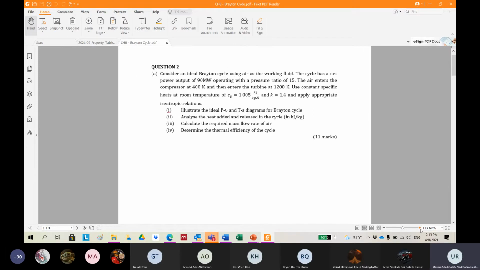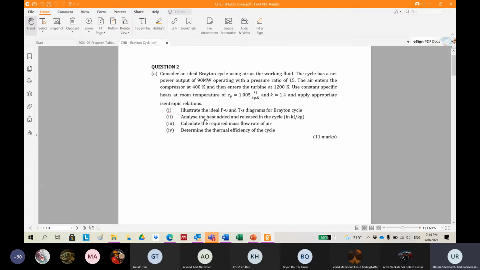So you have been given the ideal Brayton cycle. The cycle has a net power output of 90 megawatt operating with a pressure ratio of 15. The air enters the compressor at 400 and then enters the turbine at 1200. Use constant specific heat at room temperature, meaning the values of Cp and k, and also Cv is 0.718. And apply appropriate isentropic relations.